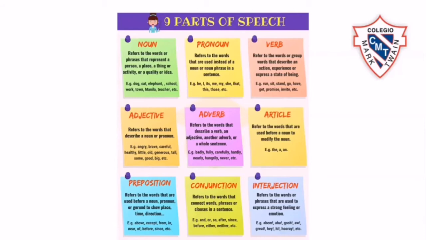Conjunction. Refers to the words that connect words, phrases, or clauses in a sentence. For example, and, or, so, after, since, before. Interjection. Refers to the words or phrases that are used to express a strong feeling or emotion. For example, gosh, great, hey, hooray.